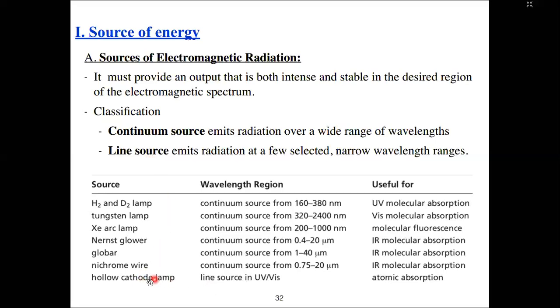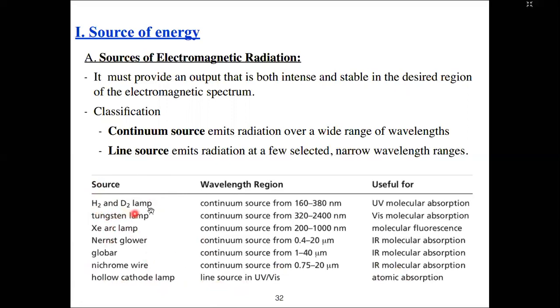So for example, hollow cathode lamp, which we'll be discussing in detail when we talk about the atomic absorption, will provide you single wavelength, for example, 237, 530, and 647, those wavelength, okay, line. So these are some of the examples of the sources in electromagnetic radiation.